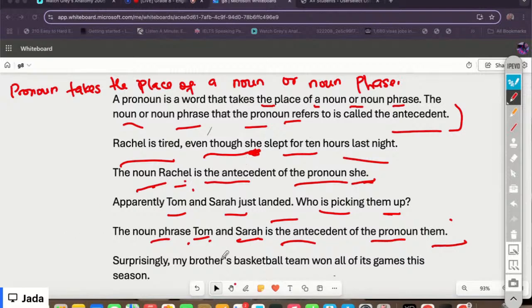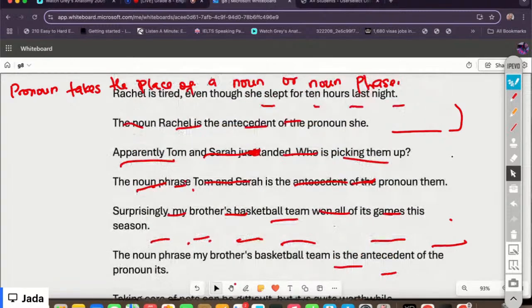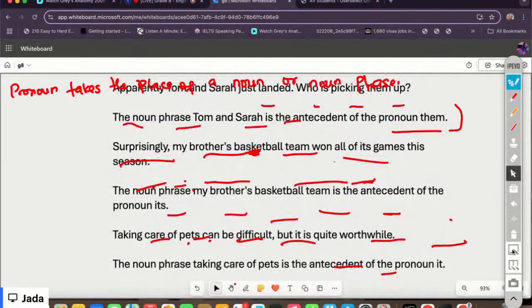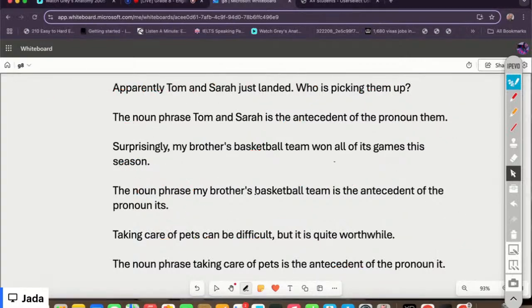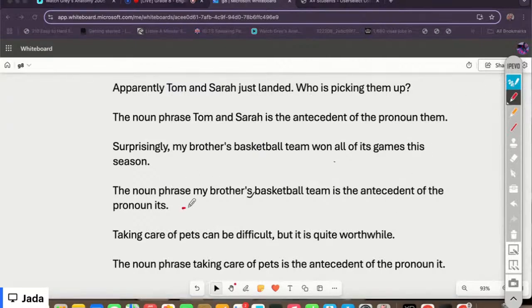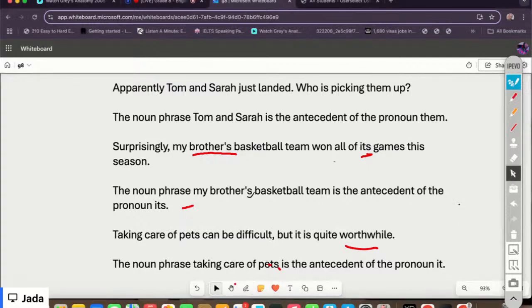So, the pronoun them, and then usually the names are like the antecedents. So we have, surprisingly, my brother's basketball team won all of its games this season. So the noun phrase my brother's basketball team is the antecedent of the pronoun it. Taking care of pets can be difficult, but it is quite worthwhile. The noun phrase taking care of pets is the antecedent of the pronoun it. So that's how it comes. It comes with the antecedent and also the pronoun.